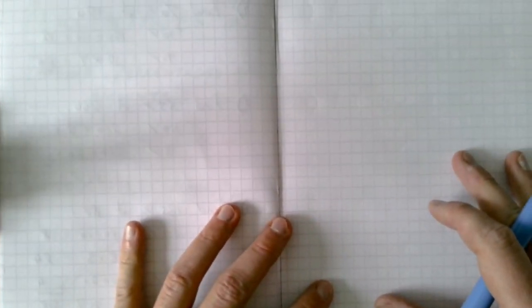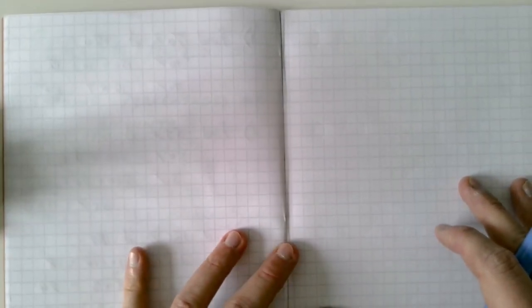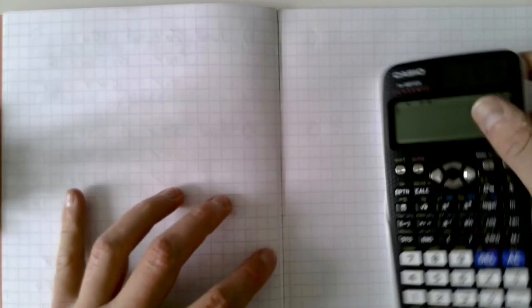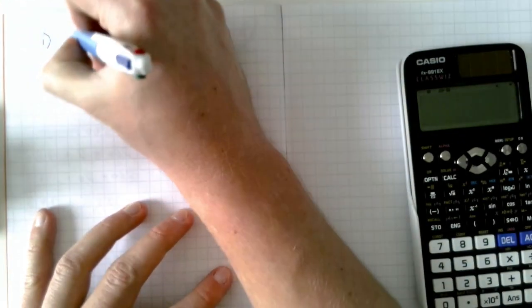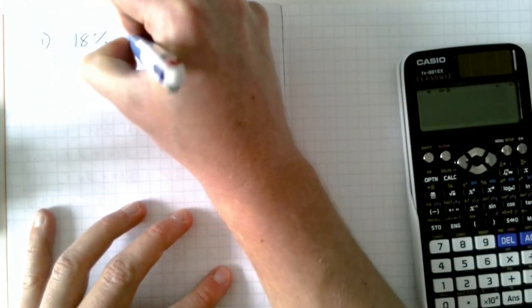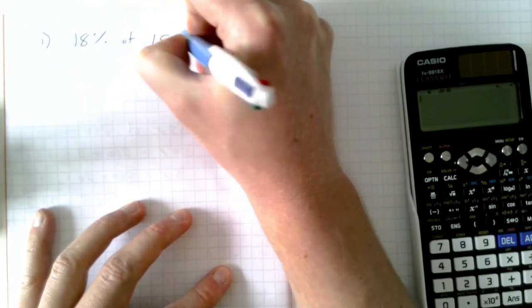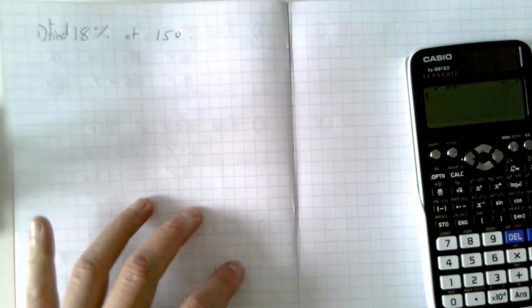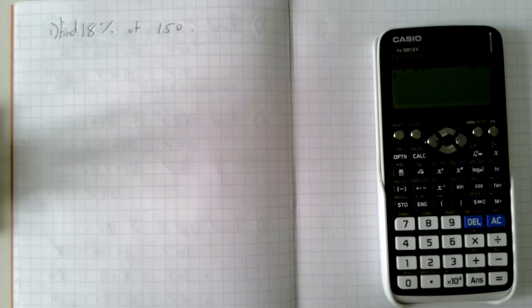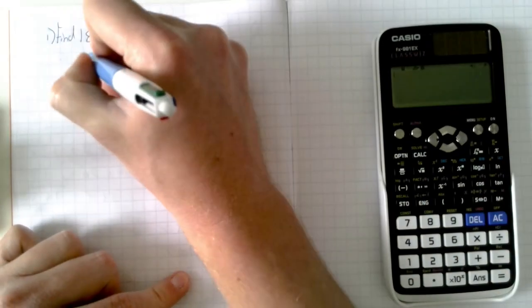Okay, calculator examples. I'm only going to do 2 examples here, but I'm going to show you 2 different methods. Now, let's start off with number 1. Let's find 18% of 150. Find 18% of 150.